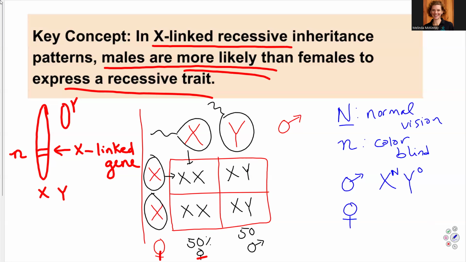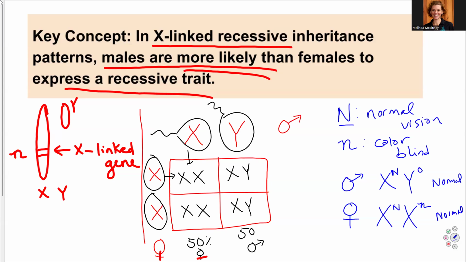The female, let's go with a female that also has normal vision, but she's a carrier. So she's got one normal allele and one colorblind allele. So the phenotype of the father is normal vision, and the phenotype, the physical expression of the mother, is normal vision. But she is heterozygous.